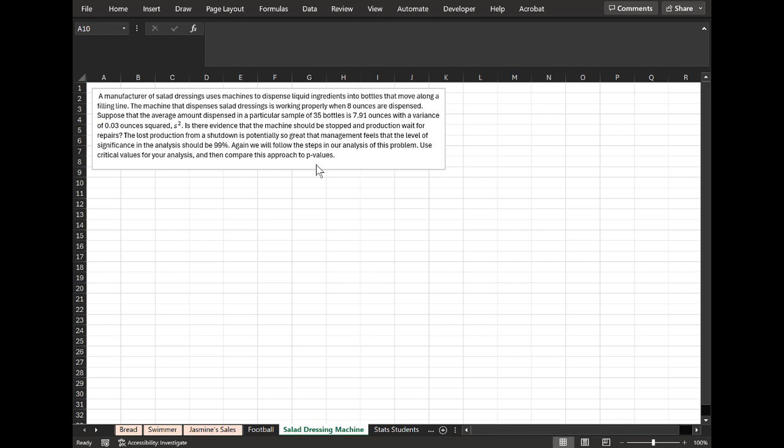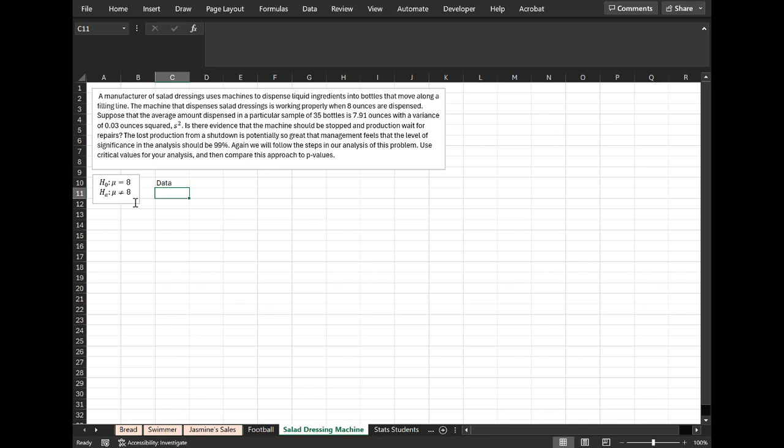So first of all, what are our hypotheses? I don't typically write this down in the Excel workbook, but I have it written down somewhere, and it is very important to know what your hypotheses are because that's going to dictate how you set up your data. So in this particular example, for a company, you want exactly the amount that you need to put in the bottle. No more, no less. So if you want it exactly at 8, your hypotheses are going to be that mu is equal to 8 or not equal to 8.